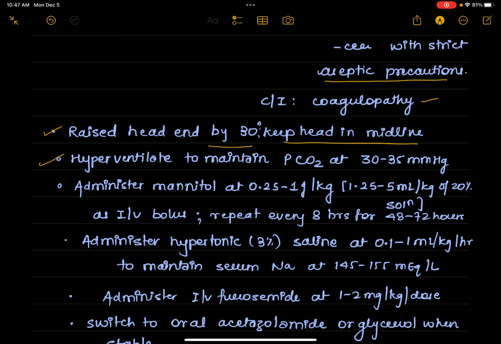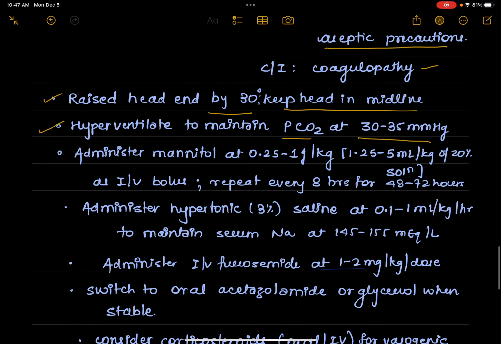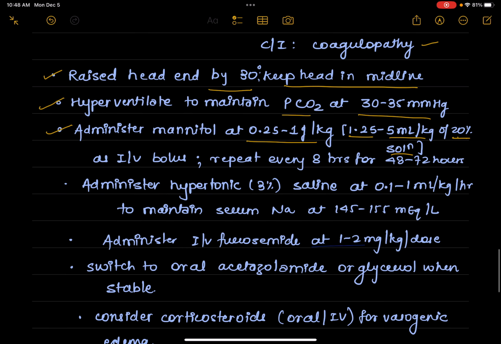We will hyperventilate to maintain PCO2 at 30 to 35 mmHg. We will administer mannitol at 0.25 to 1 gram per kg. And if it is 20% solution, then 1.25 to 5 ml per kg as IV bolus, and repeat every 8 hours for 48 to 72 hours.